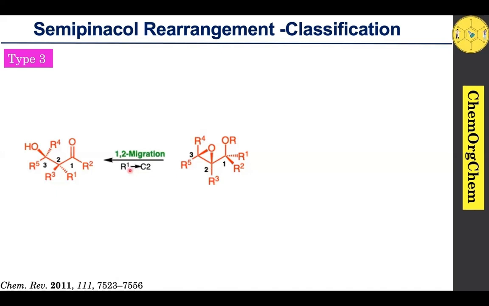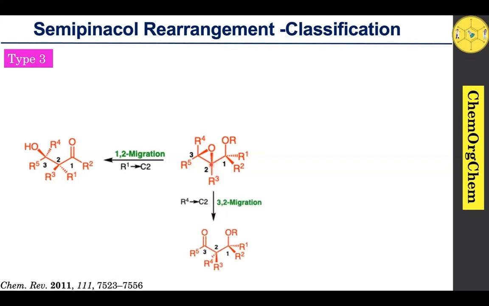Now you see here R1, this R1 group is migrated from the first carbon to the second carbon. So this one is called a 1,2 migration. So here the epoxide ring is opened at the second carbon. So now you see the same thing.